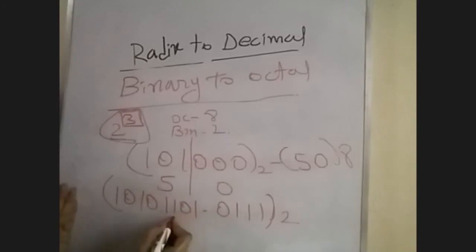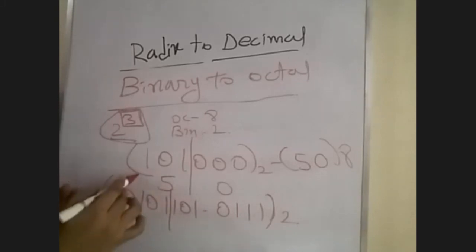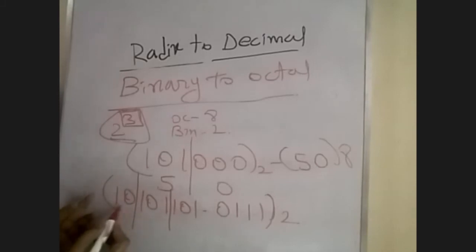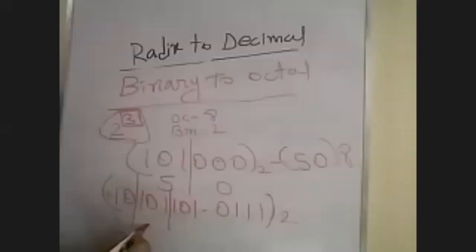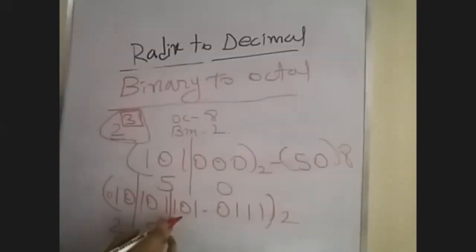That means 1, 2, 3. Next again 1, 2, 3. And more division, but here there are no 3 bits, only 2 bits are there. So no problem, we have to place a 0. So 010 is nothing but 2. 101 is nothing but 5. Again 101 is nothing but 5. So 255 point.